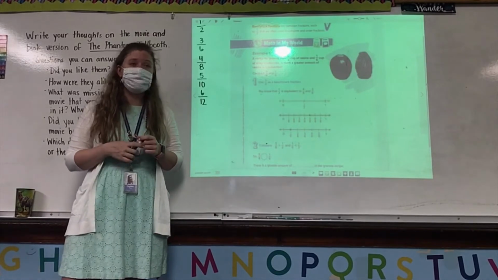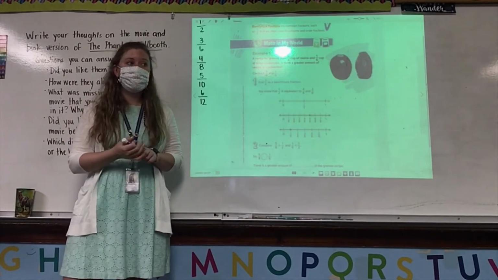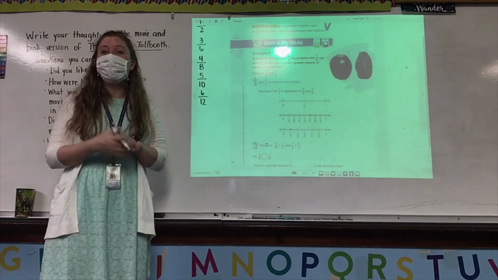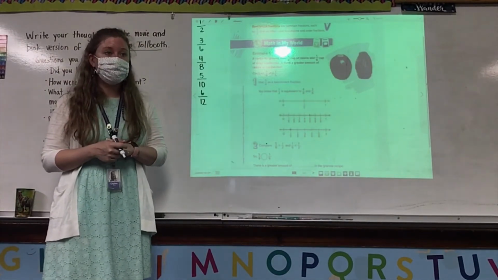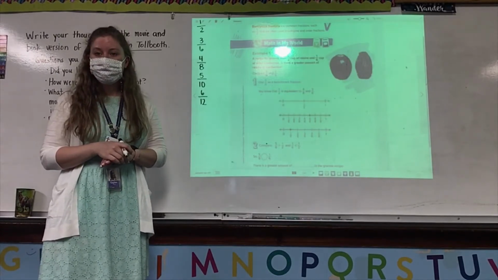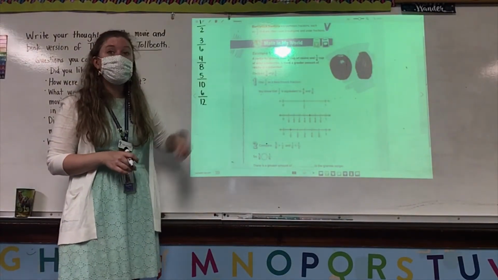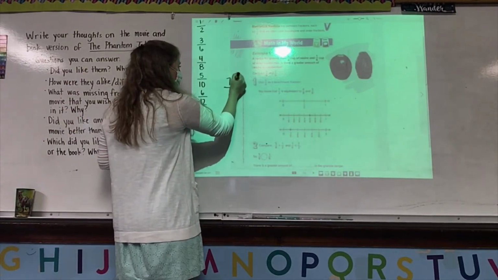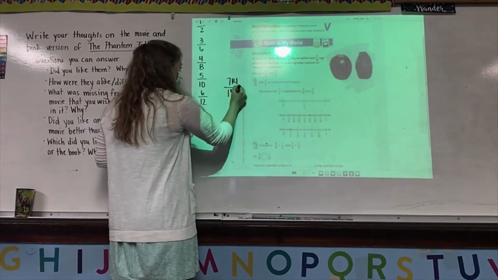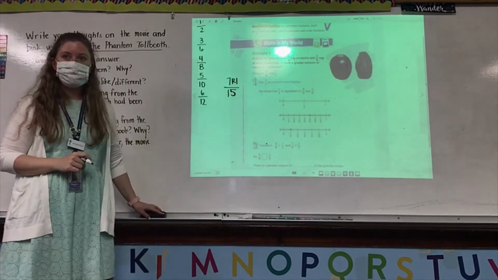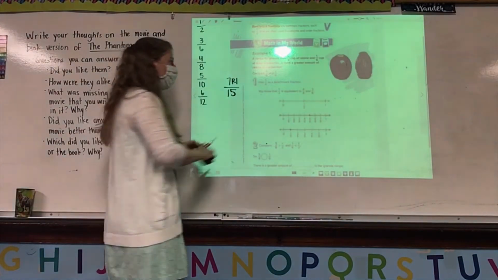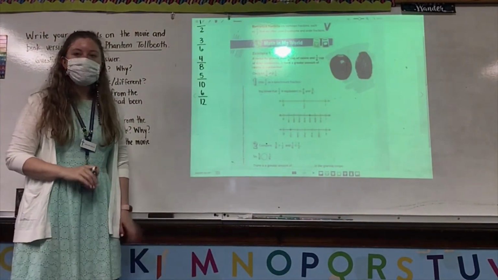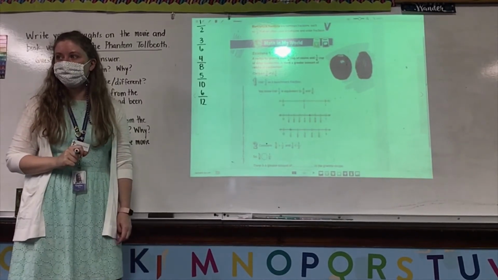The problem is odd numbers do not have 2 as a factor. They may have other factors, but they do not have 2 as a factor. So if your denominator is odd, you cannot find a fraction equivalent to 1/2. There isn't one. Because if you divide an odd number by 2, you're going to get a remainder. And there's no such thing as 7 remainder 1/15. There's no such thing as that.